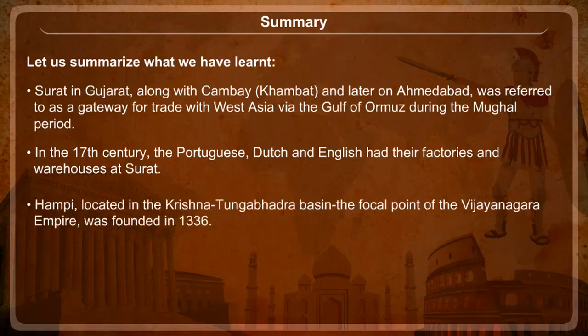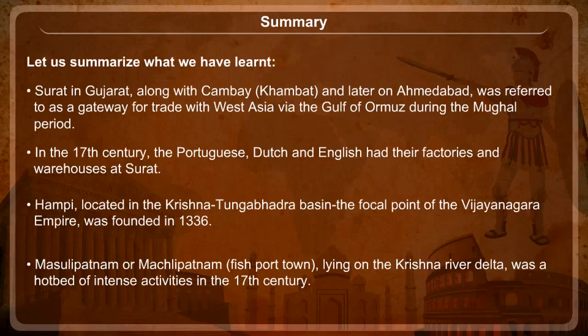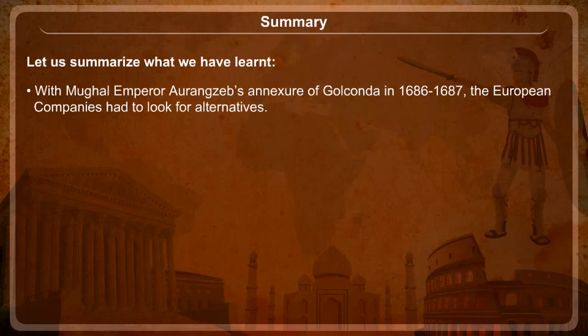Hampi, located in the Krishna-Tungabhadra basin, the focal point of the Vijayanagara Empire, was founded in 1336. Masulipatnam or Machilipatnam, a fishport town lying on the Krishna River Delta, was a hotbed of intense activities in the 17th century. With Mughal Emperor Aurangzeb's annexation of Golconda in 1686 to 1687, the European companies had to look for alternatives.